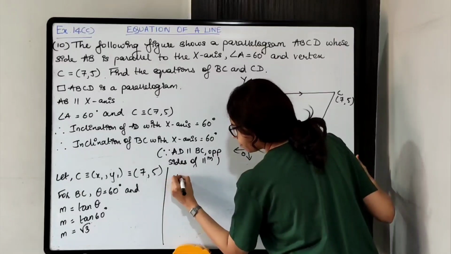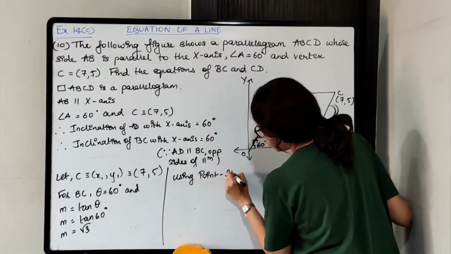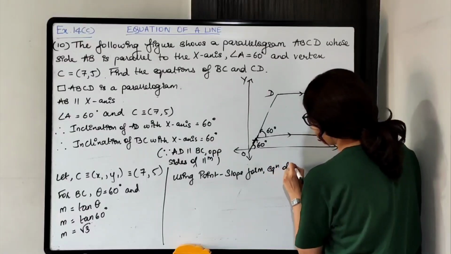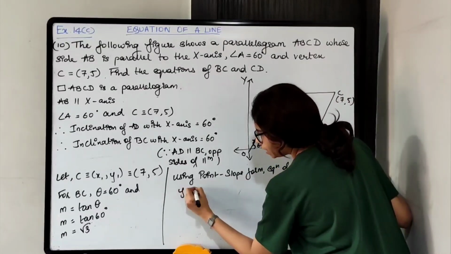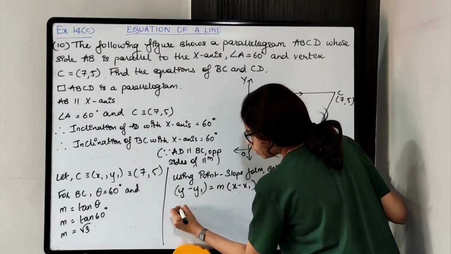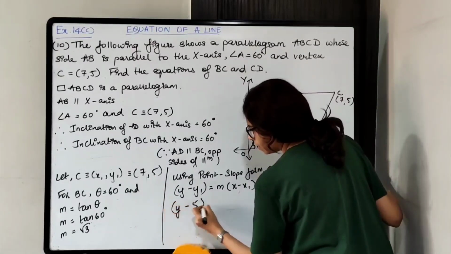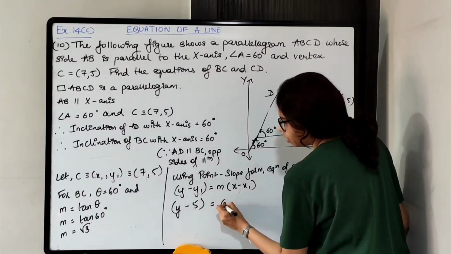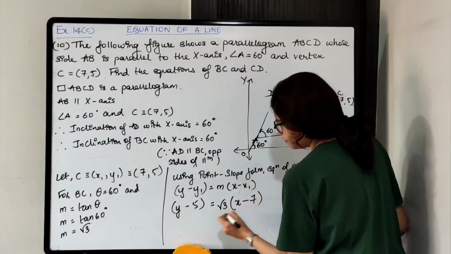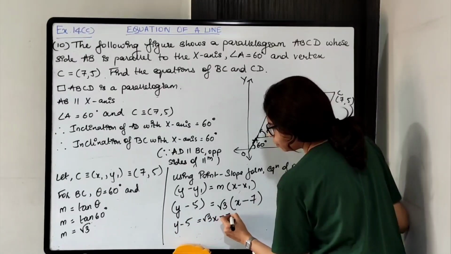So using point slope form, equation of BC is y minus y1 equals m into x minus x1. Y as it is, y1 is 5, equals m is root 3 into x as it is minus x1 is 7. Y minus 5 is equal to root 3x minus 7 root 3.